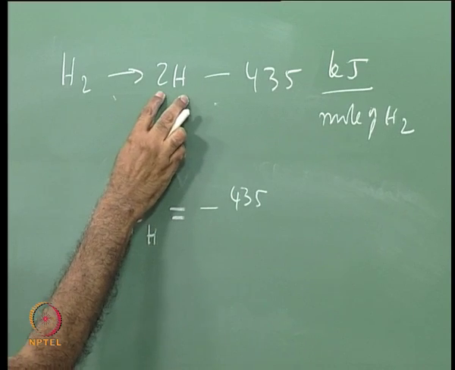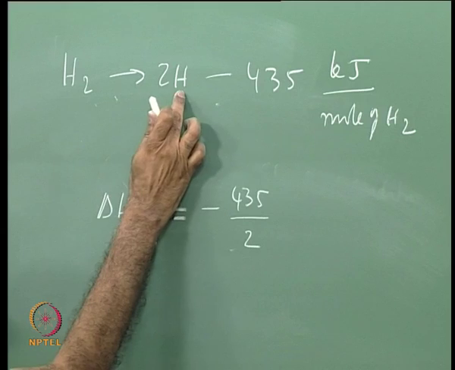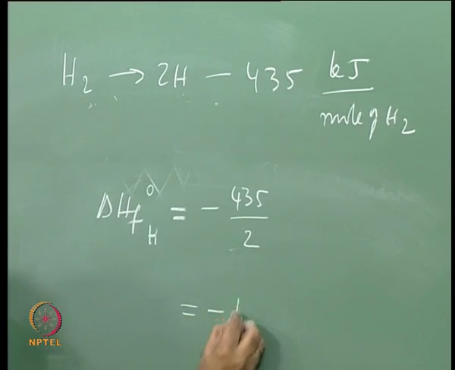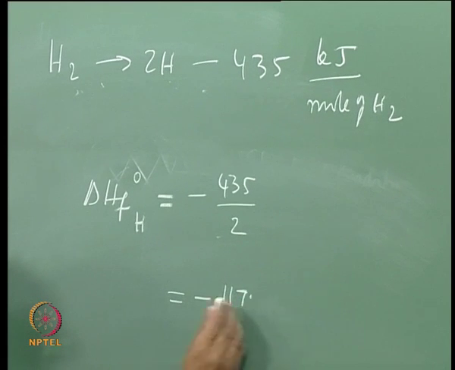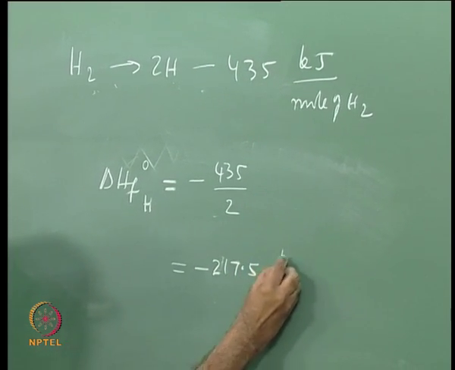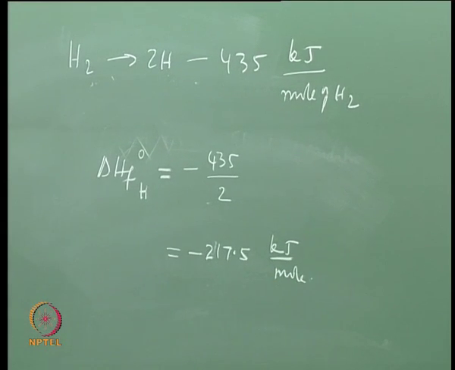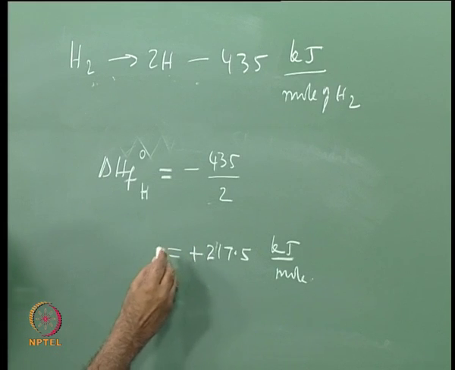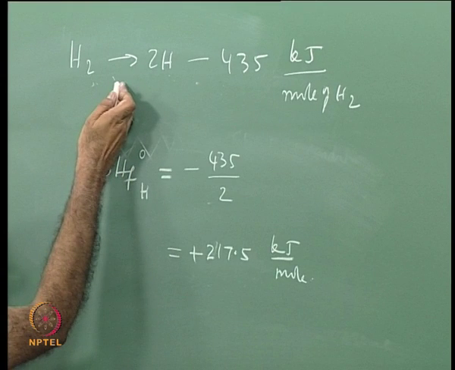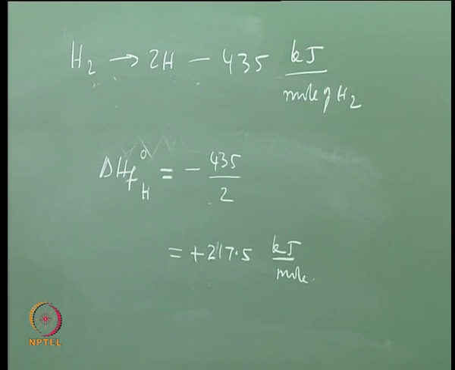I form 2 moles of hydrogen atom per mole of hydrogen molecule, and therefore, the value is 217.5 kilojoule per mole. And this is plus, I am sorry, because what is happening is it is endothermic, I have to supply heat to element hydrogen, and therefore, it is plus 217.5 kilojoules per mole.